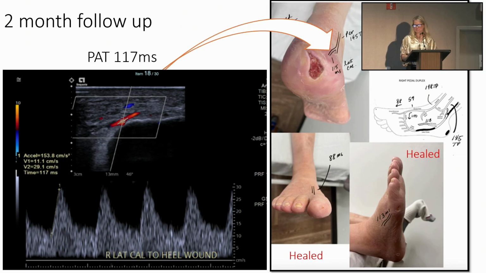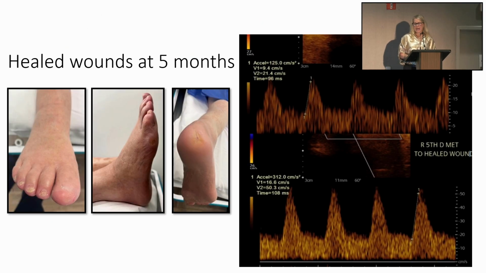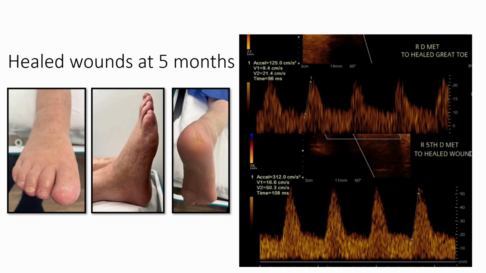At month 2, we now have a healed lateral foot wound, a healed toe wound, and gosh, that heel wound is looking really, really beautiful. And you can see the PAT in the lateral calcaneal branch to that heel wound remains class 1. And at 5 months, he is completely healed. This is a gentleman who was told below the knee amputation, and I think this speaks volumes of how we can think critically and outside the box in these complex patients.